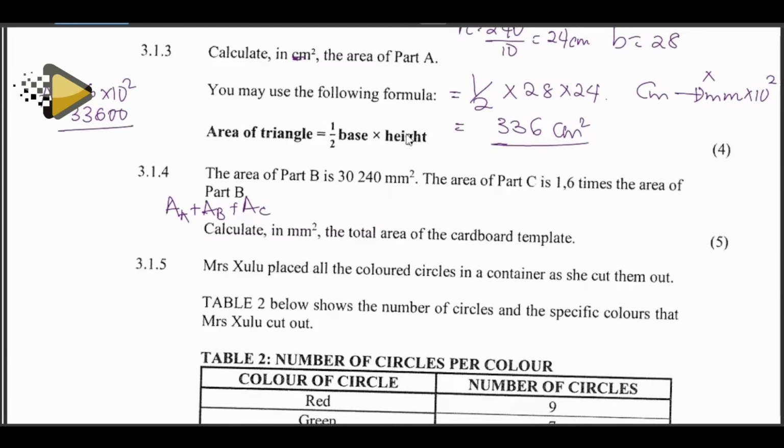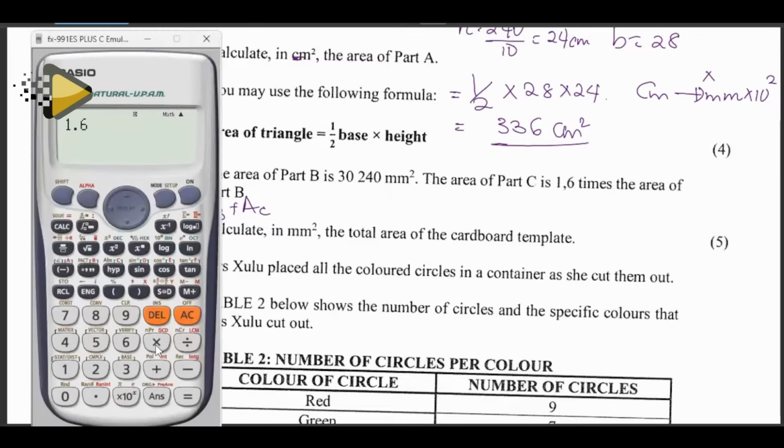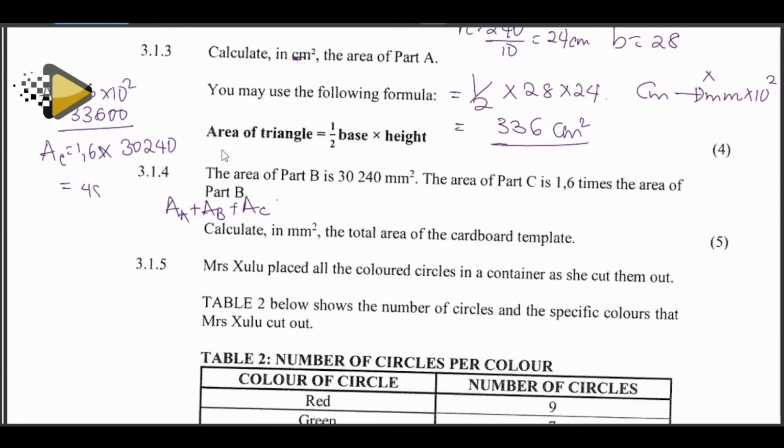This is A. Then you have to look for the area of C, which is 1,6 times the area of B, and B they have already told you is 30,240. So what is the area of C? Let's come down: 1,6 times 30240 equals 48,384. These have become millimeters squared. Also this one here, millimeters squared. Already B is given.